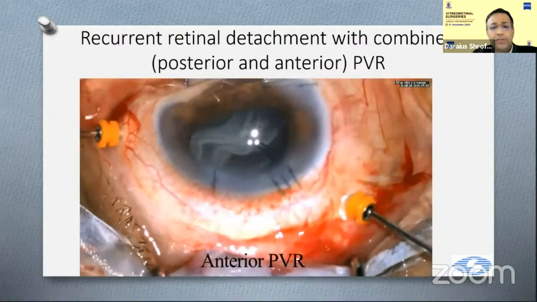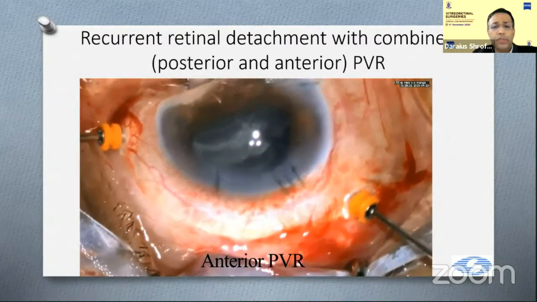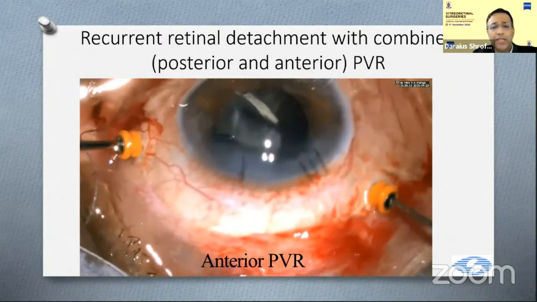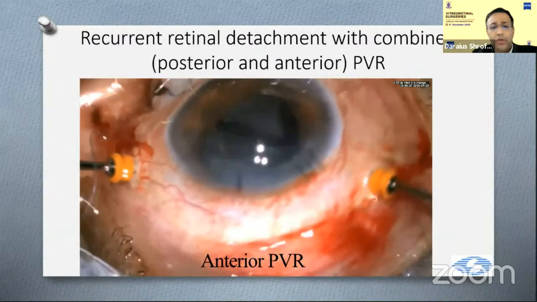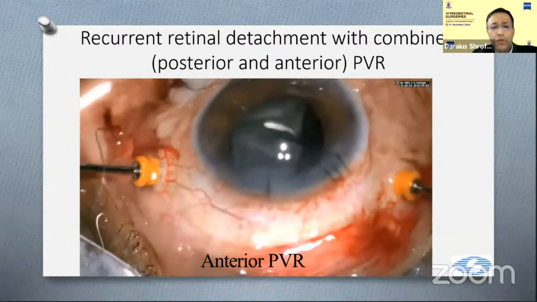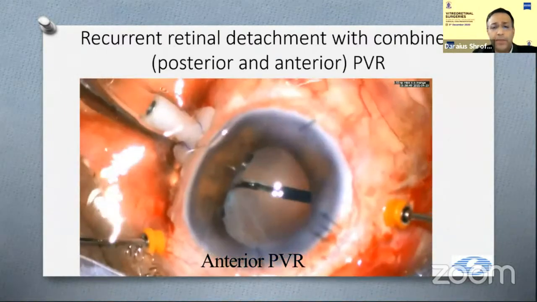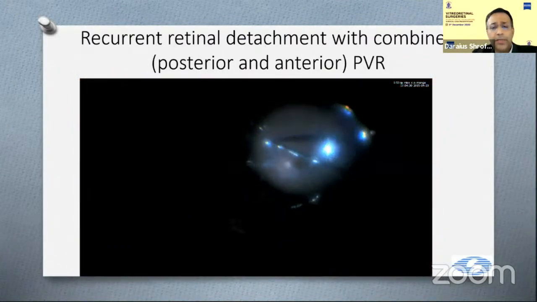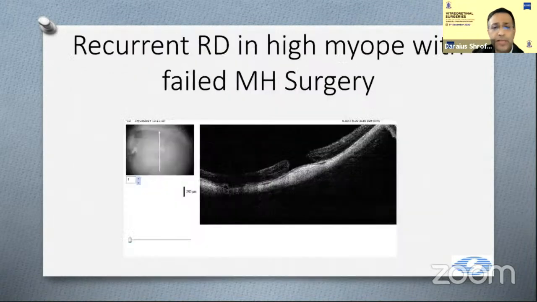So here we can see it was an aphakic patient, so we don't even use a microscope. The anterior PVR we are tackling directly with direct visualization. And in a bimanual way with the right hand scissor, left hand forceps, we are removing the anterior PVR. And now with the cutter, we can separate it and it goes back and gets attached.